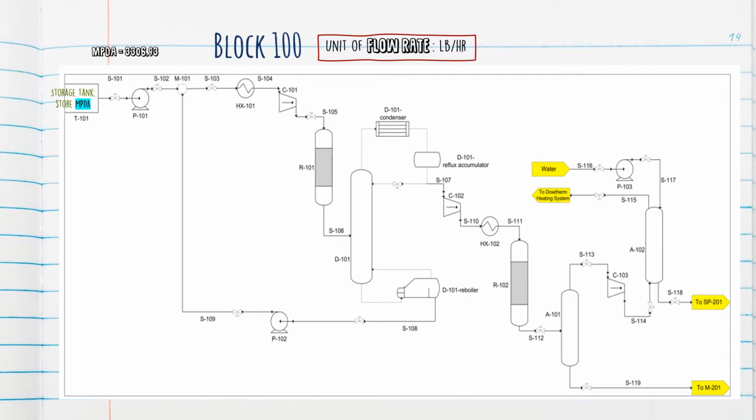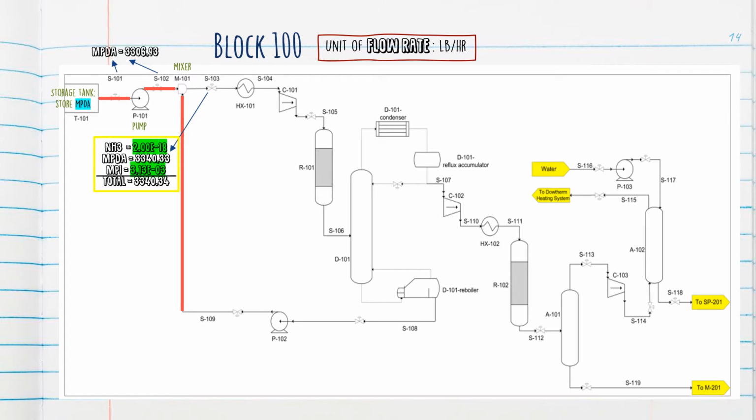From S101, the first stream, it will go through a pump, and then it will reach M101, which is a mixer. The streams from S109 and S102 will be mixed here. So that's why we can see the changes in the flow rate, where the amount of flow rate for MPDA is increasing, and there is another substance included in the flow rate, which is ammonia and methylpiperidine.